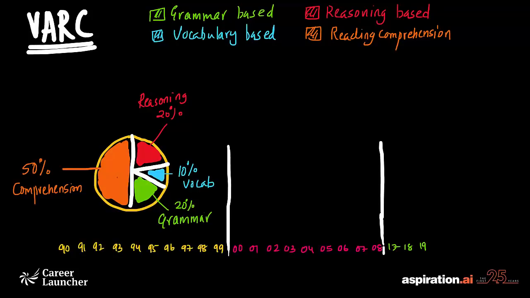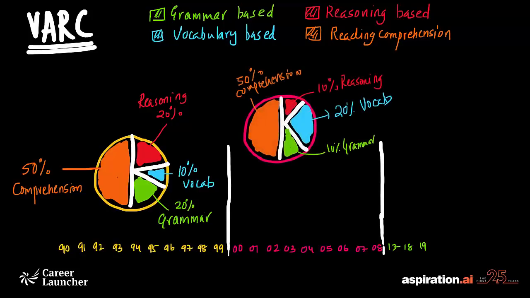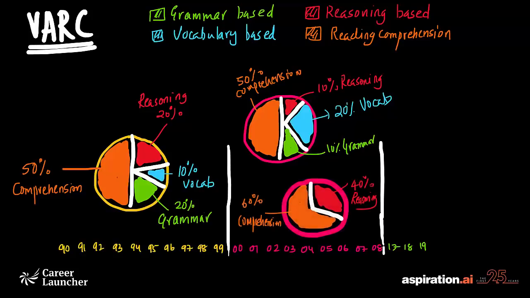When you look at 2000 to 2008, there have been quite a few variations in the composition of the papers. One kind of paper had 50% comprehension, 10% reasoning, 20% vocabulary, 10% grammar, and you also had papers which did not have any questions on grammar or vocabulary: 60% were on comprehension and 40% on reasoning. You had quite a few of those variations.